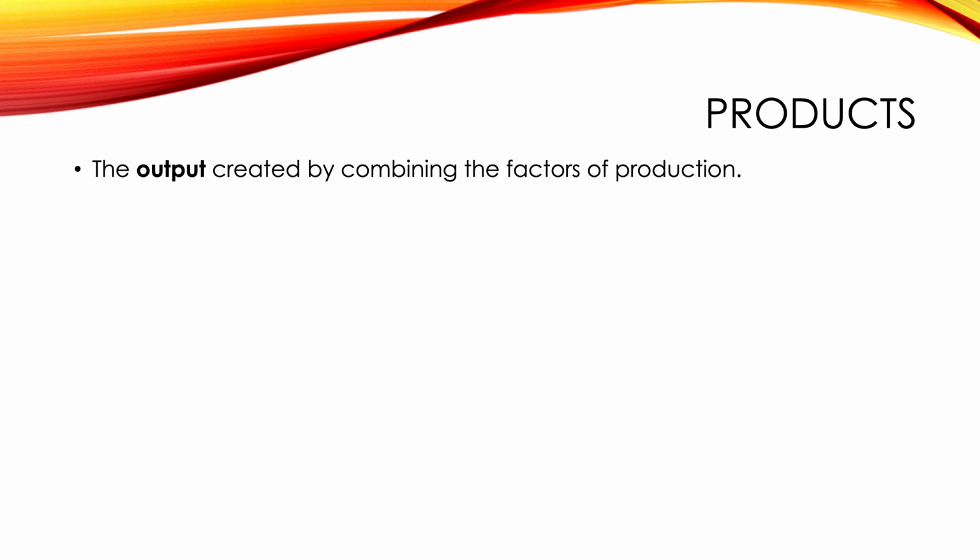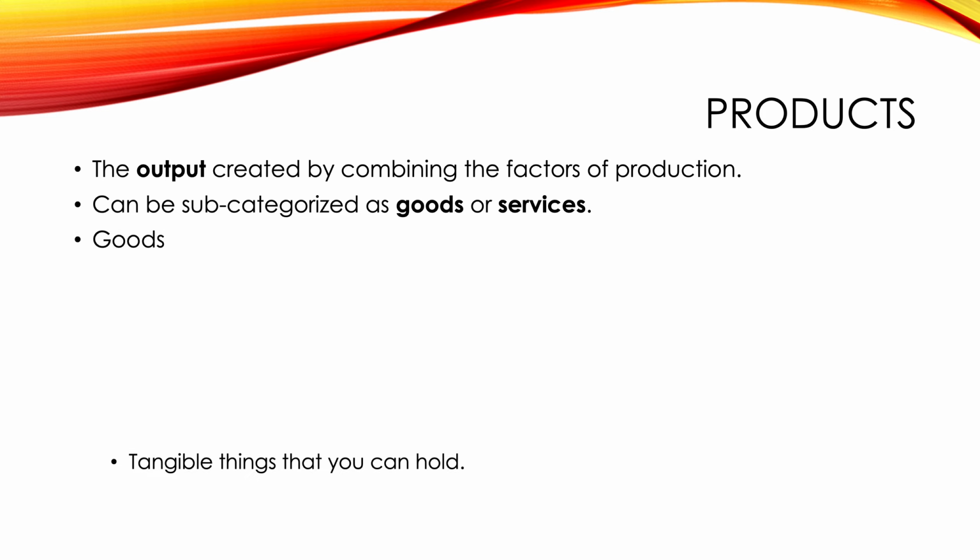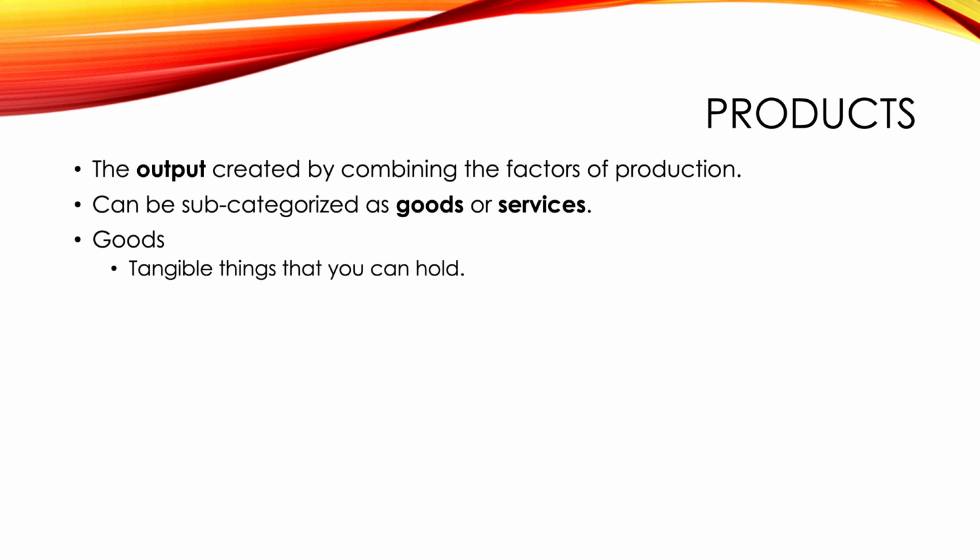Products are simply the output created by combining the factors of production. The factors of production are the inputs, and from those we get the output. And we can further subcategorize products into goods or services. Goods are categorized as tangible things that you can hold, so like a phone or an orange, something like that. That is a tangible thing that you can hold. Other goods are physical capital, and get used again as physical capital.